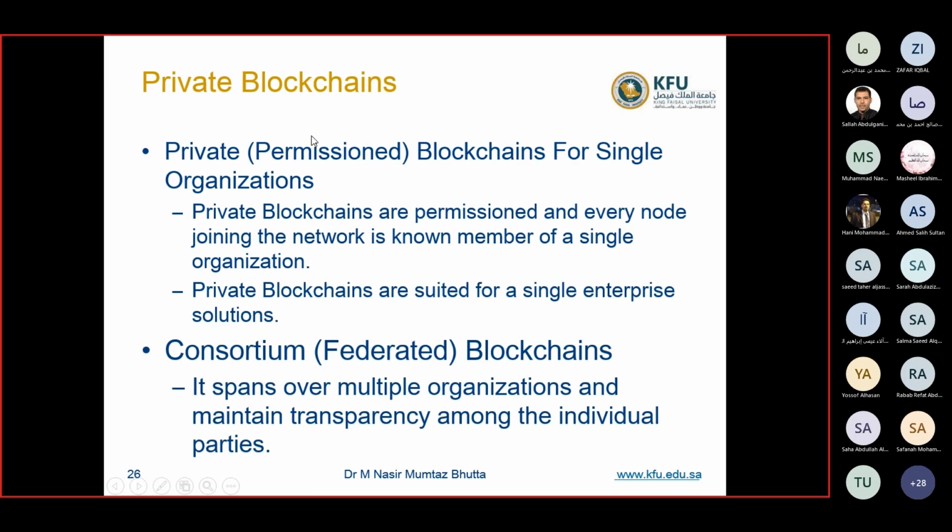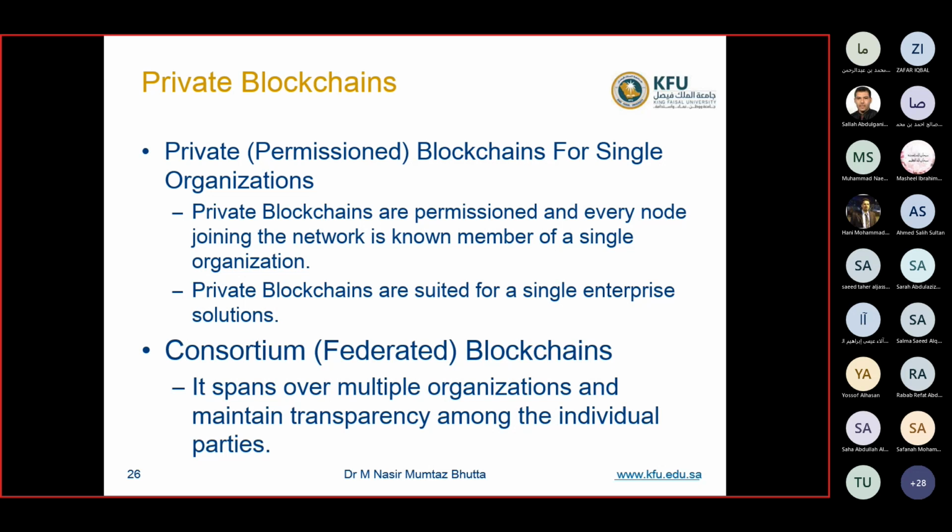There are two types of private blockchains which can be used to develop applications for different organizations. One private blockchain, for a single organization, is called private or permissioned blockchain. In that blockchain, when you make a network of participants, only the allowed participants can join. Usually those participants belong to a single enterprise. For example, we can set up a blockchain network of our own university only for KFU employees.